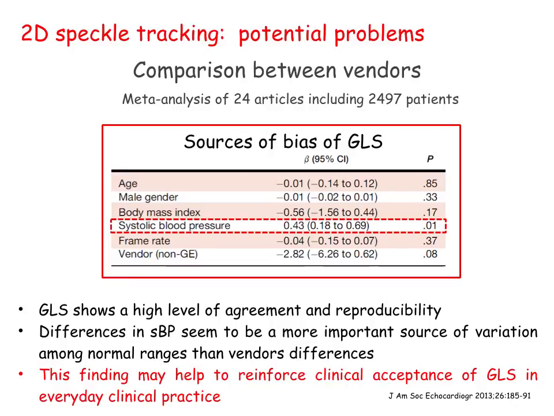However, in this meta-analysis, including more than 2,000 patients, only differences in systolic blood pressure seem to be a source of variation among normal range of GLS. This finding may help to reinforce clinical acceptance of GLS in everyday clinical practice.